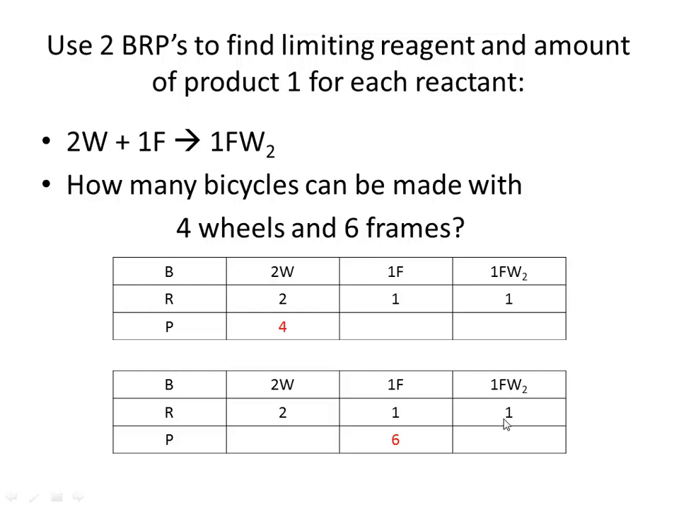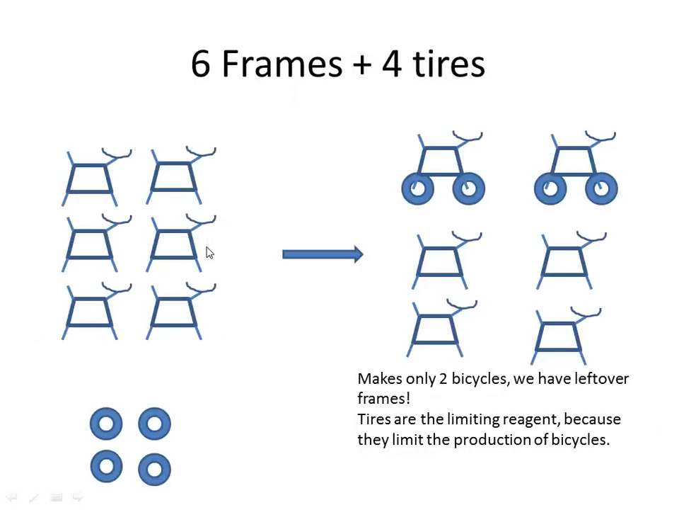So what I want you guys to do is write this chart down and fill in both of them. I will give you a couple seconds. So with 4 wheels, I need 2 frames, and I'll be able to make 2 bicycles. Correct? For 6 frames, I need 12 wheels to make 6 bicycles. Now, which one is going to be the true BRP? The top one or the bottom one? This is going to be my correct one.